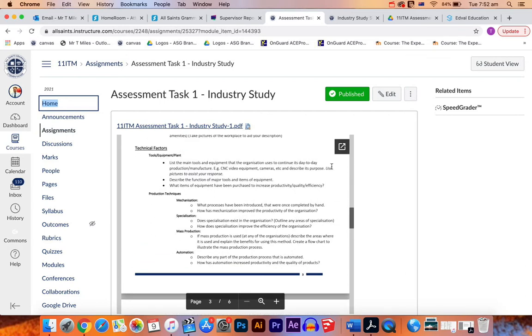So technical factors, this is available as well, but you can answer more broadly if you need to.